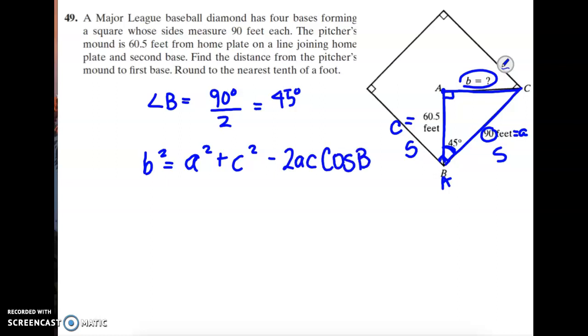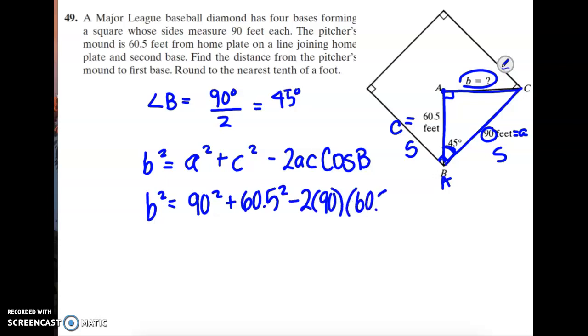Now we substitute everything in. A is 90. C is 60.5. And then angle B, sitting right here, of 45 degrees. Type it in your calculator.